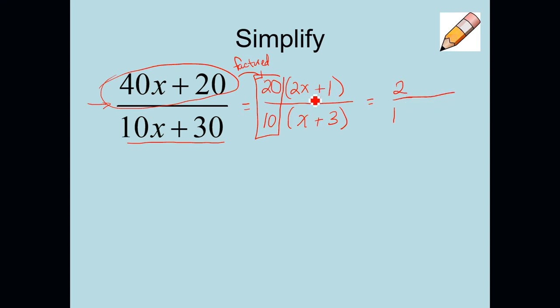But this 2x plus 1, this guy, he's a factor. He doesn't cancel with anybody else. This x plus 3 stays on the bottom as well. There is no x plus 3 on the top to cancel with the x plus 3 on the bottom. There's a 2x plus 1, but those are two very different factors. They do not simplify. So this is my final simplified answer.